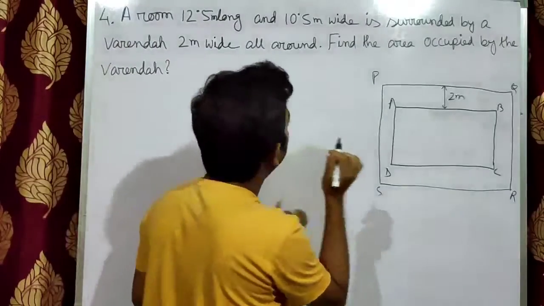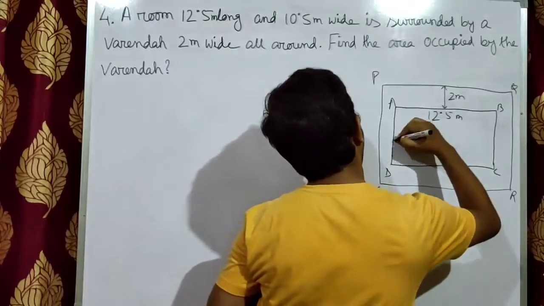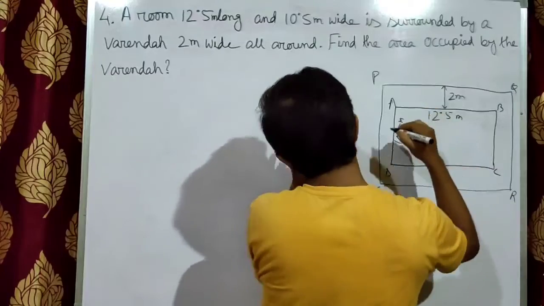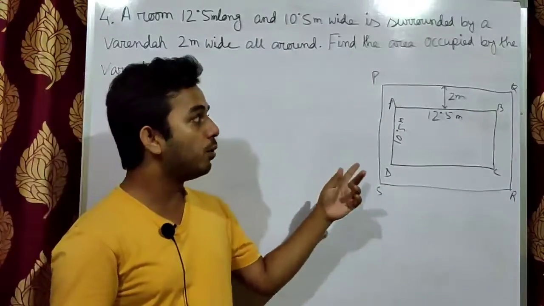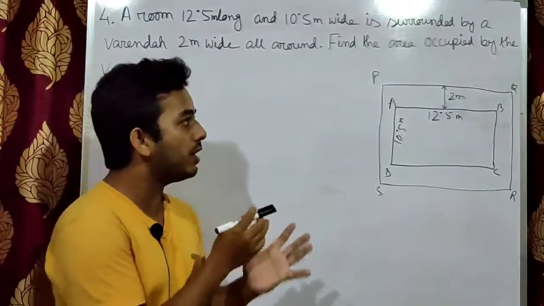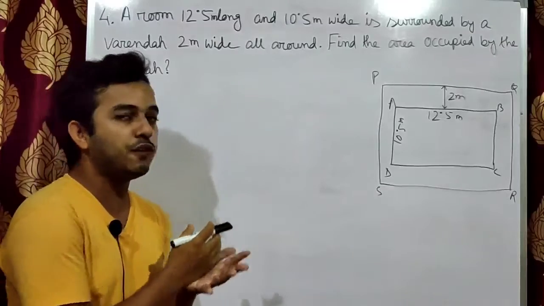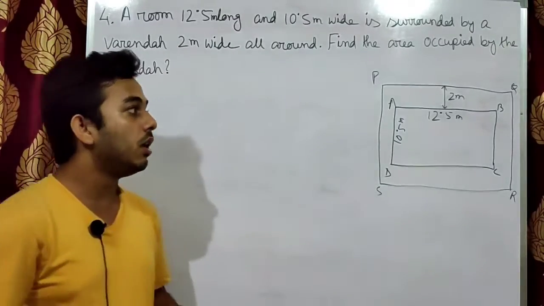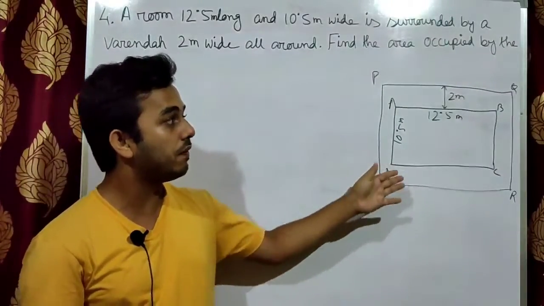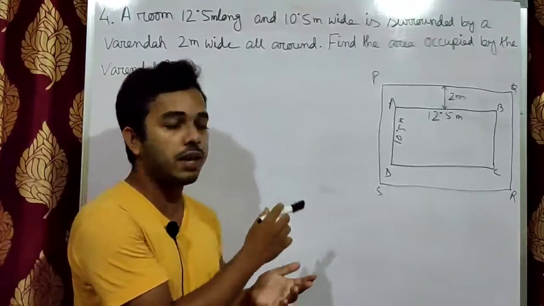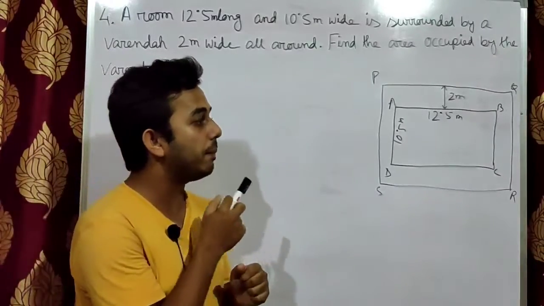The length of the room is 12.5 meter, and the breadth of the room is 10.5 meter. For finding the area of both these figures, one is ABCD, another is PQRS, and these are rectangular in shape, we have to find the length and the breadth. From the diagram we have the length and breadth of the figure ABCD. Now we have to find the length and breadth of the figure PQRS also.